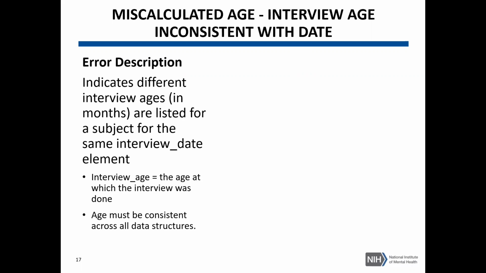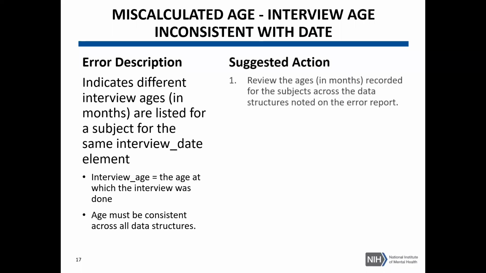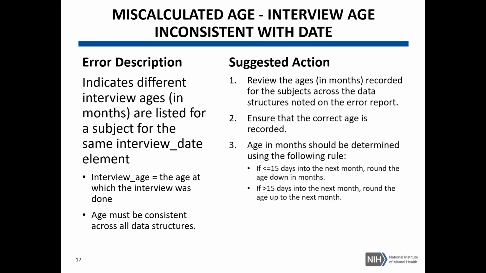So for instance, if in one data structure on January 1st, it says that the subject is 200 months old, and then in the second data structure for the same date, January 1st, it says that they're 202 months old, then this would be inconsistent. The suggested action here is to review the ages that were recorded for the subjects across the data structures noted on the report. Ensure that the correct age has been recorded, paying careful attention to the rounding rule. Once the records have been corrected, resubmit the data.